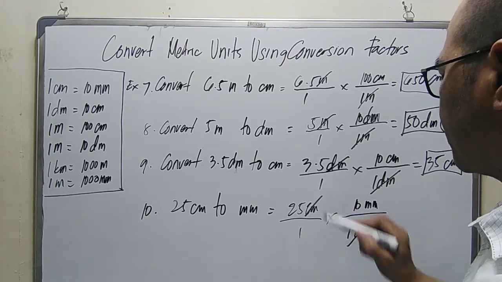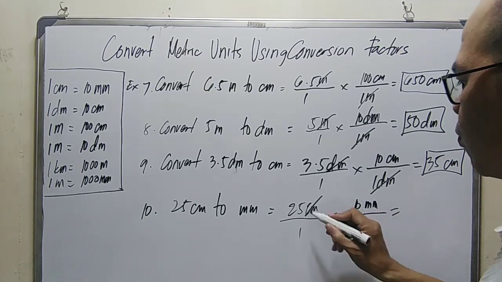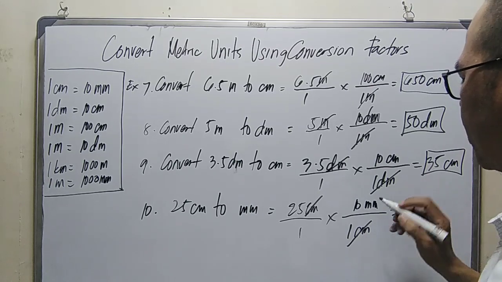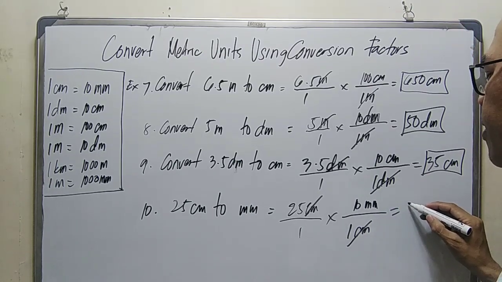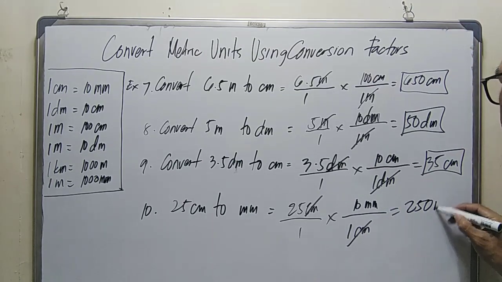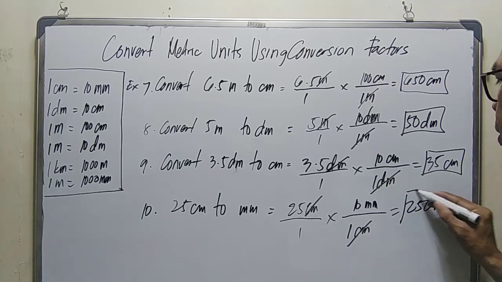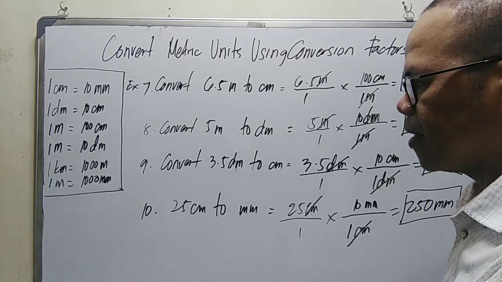So, cancel natin yung cm. So, naiwan, 25 times 10 millimeters, that is 250 millimeters. So, this is your final answer.